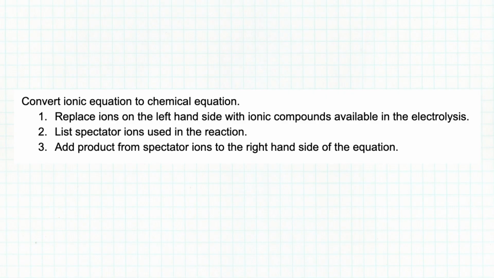There are 3 easy steps you can do to convert ionic equation to chemical equation. 1. Replace ions on the left-hand side with ionic compounds available in the electrolysis. 2. List spectator ions used in the reaction. 3. Add product from spectator ions to the right-hand side of the equation.